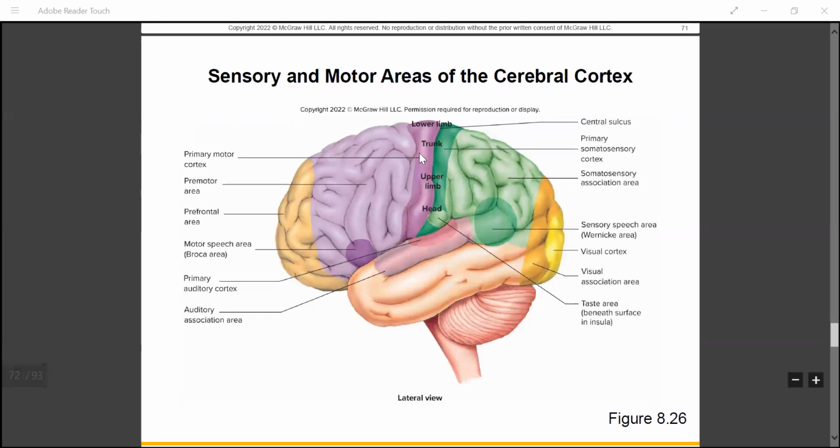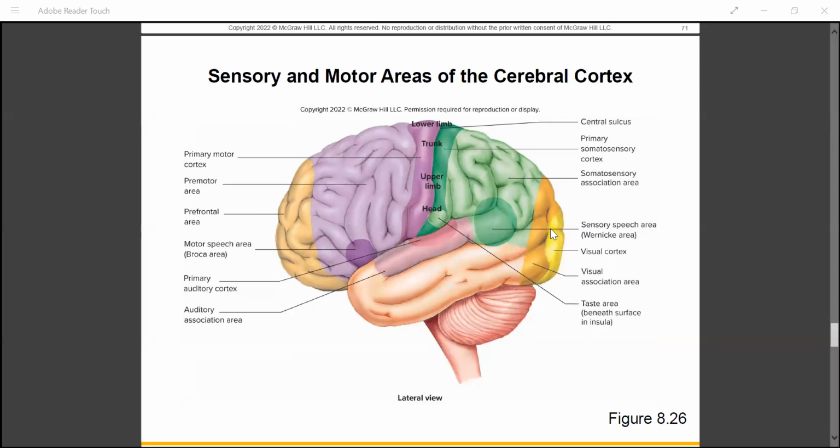So here is that primary motor area. And our premotor area lays just in front of it. And then we have our prefrontal area up here. So all of that is part of the frontal lobe. If you go back to our parietal lobes, we have our primary somatosensory cortex. And we have a somatosensory association area, which is similar to our premotor and prefrontal areas that we just talked about, but for the sensory side of things.